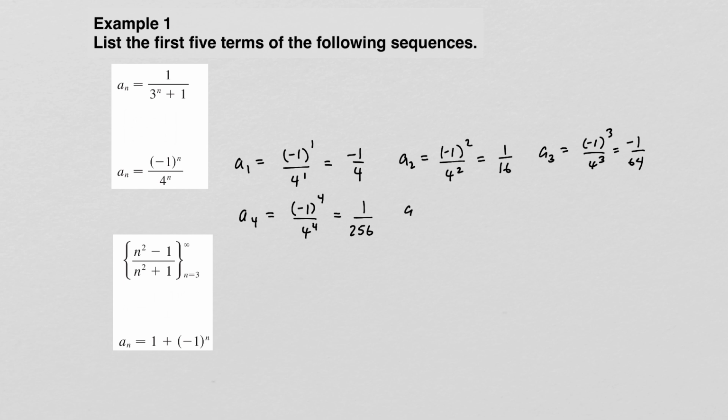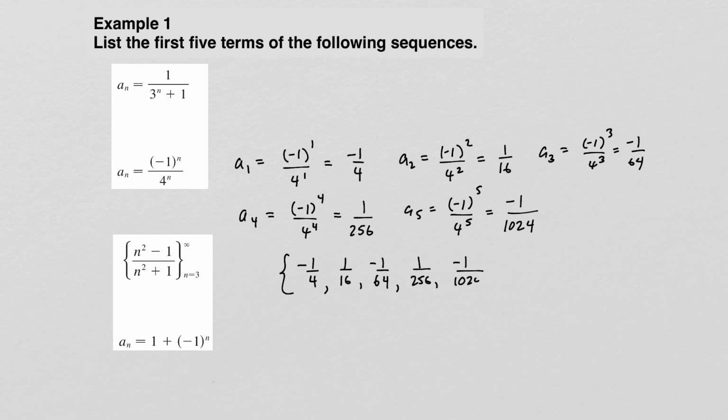The fourth term, (-1) to the fourth power divided by 4 to the fourth power, is +1 over 256. And finally, the fifth term is (-1) to the fifth power divided by 4 to the 5th power, which is negative 1 over 1024. And so the first 5 terms of this sequence are negative 1/4, 1/16, negative 1 over 64, positive 1 over 256, and negative 1 over 1024. And again, this continues indefinitely.